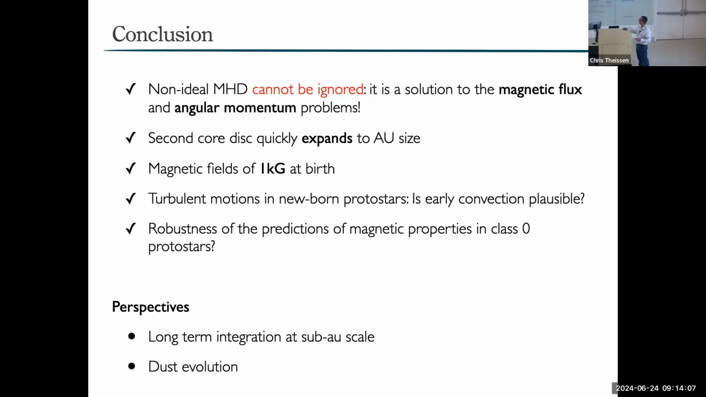Perspective: clearly long-term integration at the sub-AU scale, so new tools are needed for us. And also, I did not speak about it, but it's a big deal, dust evolution. We think that dust should grow in forming protostar, and this has a huge impact on the MHD resistivity. So the next generation of models should include the evolution of the dust grain size distribution in order to check the robustness of all what I've presented today. And I will stop here. Thank you.